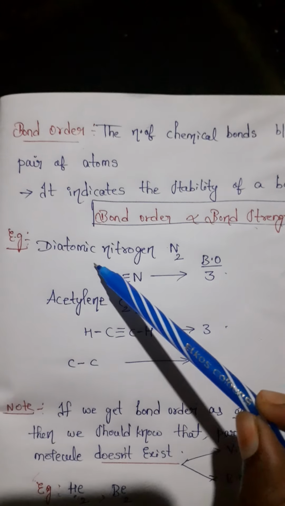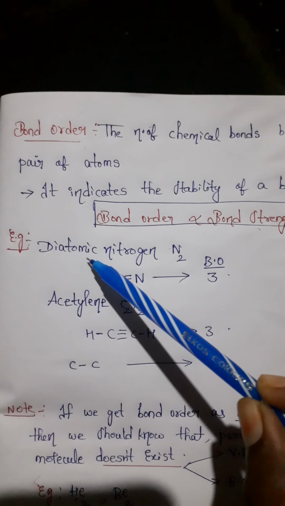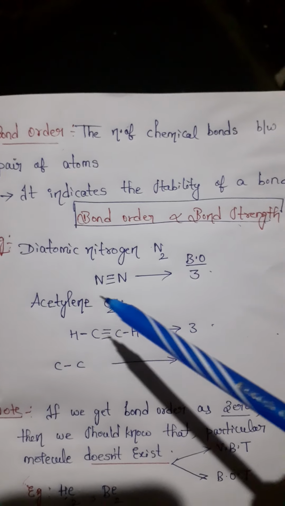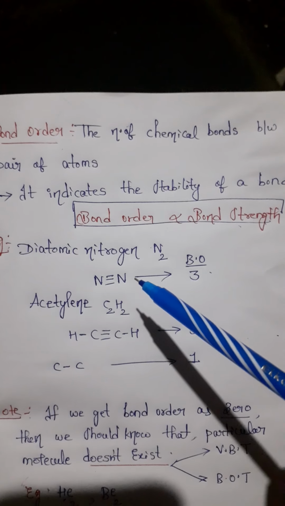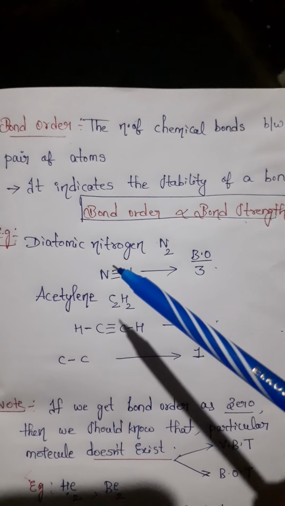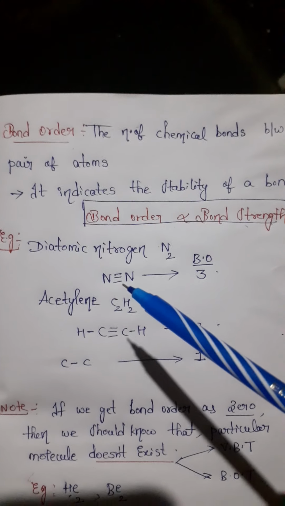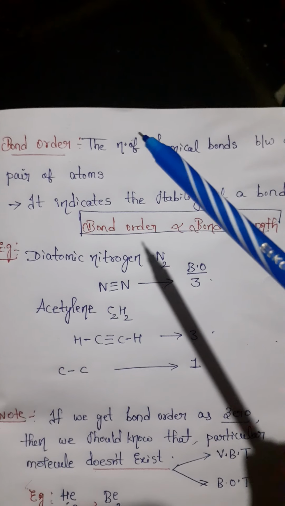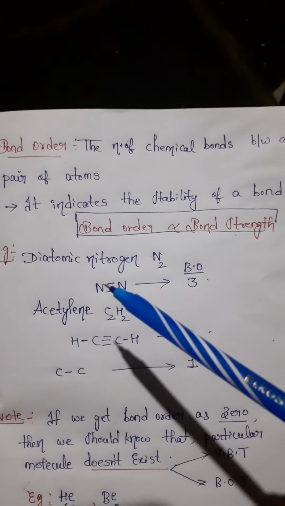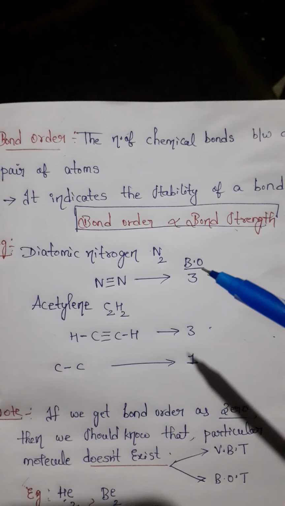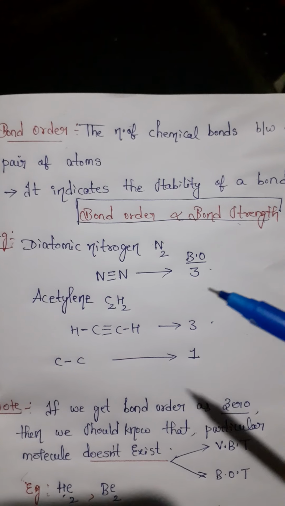See, here we have taken diatomic nitrogen, indicated by N2. We have to count the number of bonds present between these two atoms. 1, 2, 3. As we already saw in the definition, we have to count the number of chemical bonds. So in this we have 3 bonds. So here the bond order of N2 is 3.